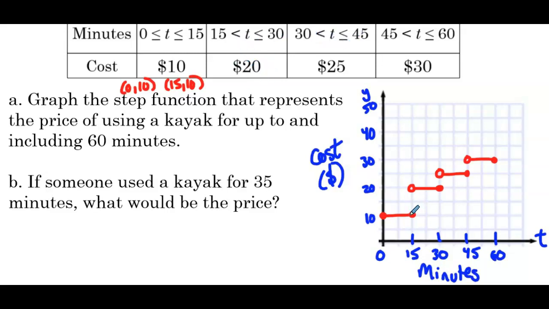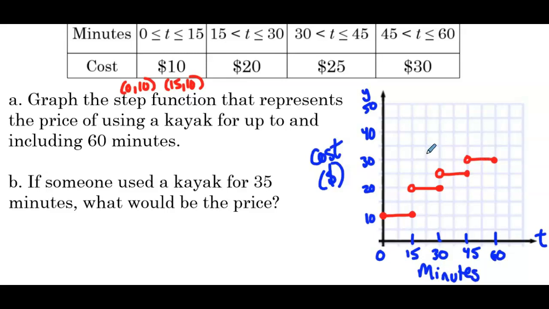And if we notice, the fact that this is a closed point and this is an open point means if we use it exactly 15 minutes, they're going to charge us the lower price. Once we go past 15 minutes, so let's say 15 and a half minutes, then we're going to jump up to the next price, which in this case is $20. And the same behavior would happen when we're transitioning to 30 and past 30, and 45 and past 45.